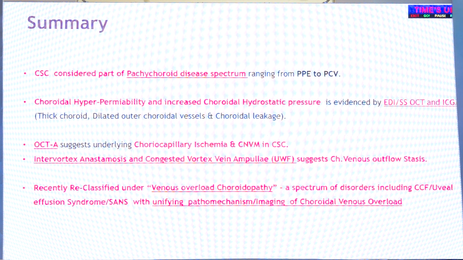Now it is known to be a pachychoroid disease, and OCTA shows choriocapillary ischemia as well as the important finding of abnormal choroidal vessels signifying the presence of choroidal neovascularization in the setting of chronic CSC. Intervortex anastomosis and congested vortex vein ampullae as seen on ultra widefield ICG suggest a choroidal venous outflow stasis, and it was recently reclassified under the venous overload choroidopathy spectrum along with uveal effusion syndrome, with a unifying pathomechanism and imaging of choroidal venous outflow abnormalities.